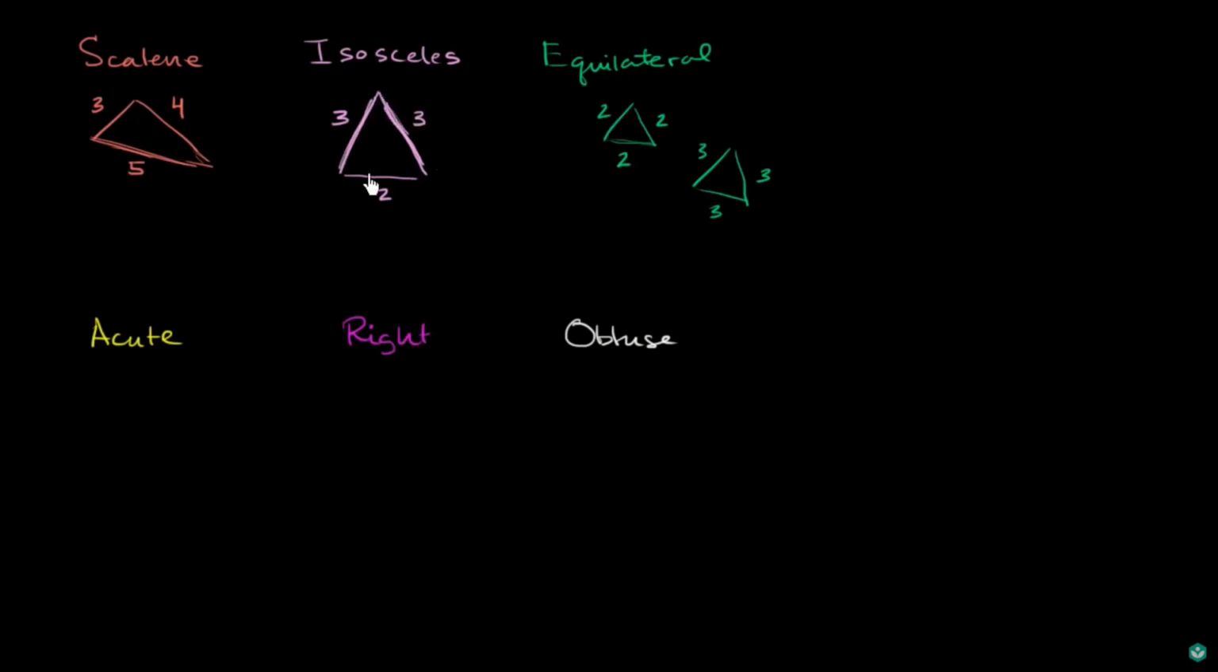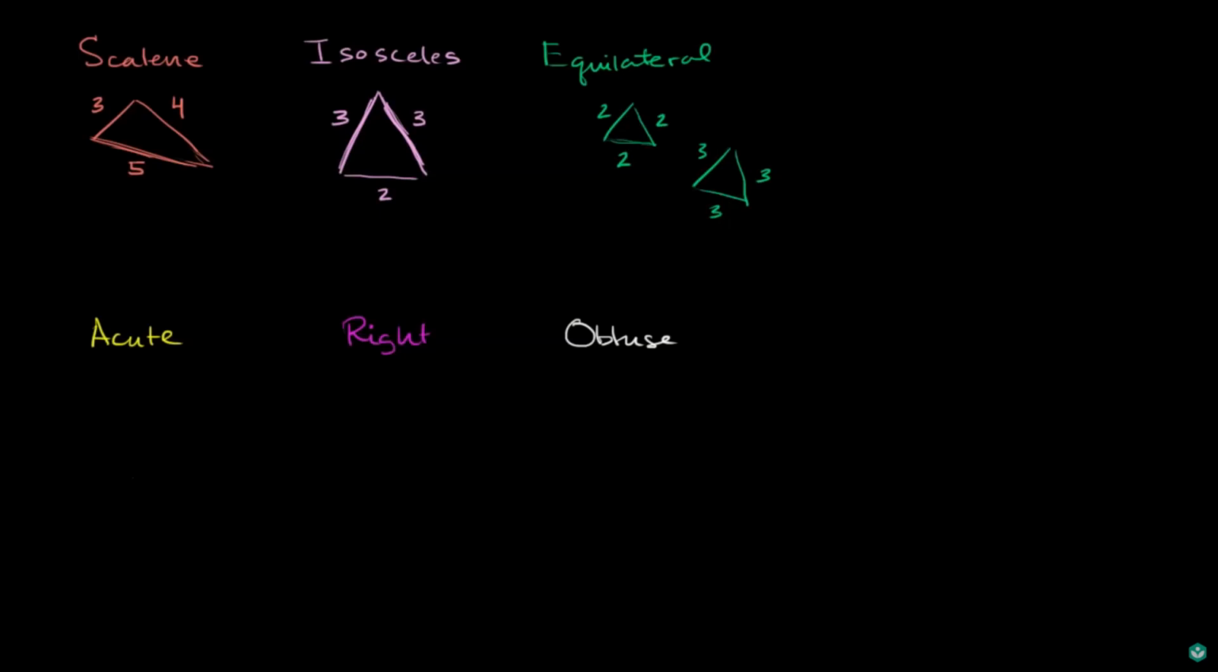So for example, this one right over here, this isosceles triangle, is clearly not equilateral. All 3 sides are not the same, only 2 are. But both of these equilateral triangles meet the constraint that at least 2 of the sides are equal. Now down here, we're going to classify based on angles. An acute triangle is a triangle where all of the angles are less than 90 degrees.